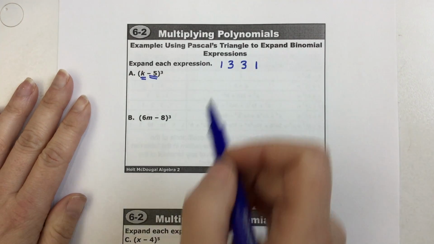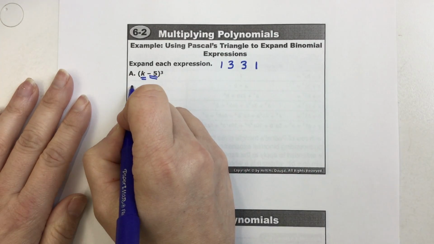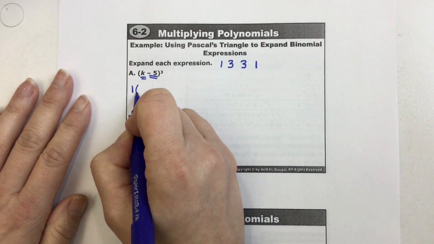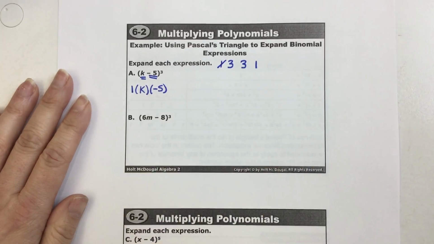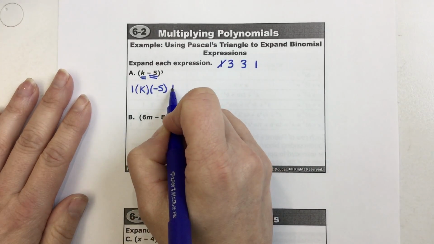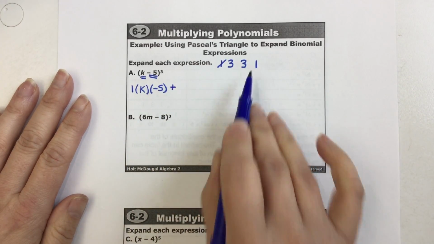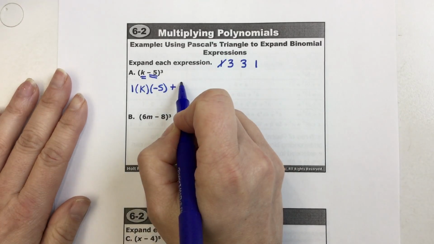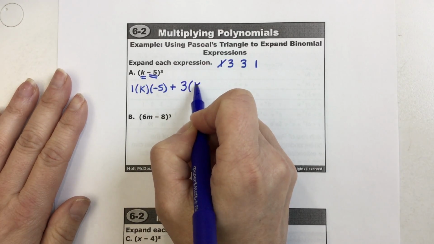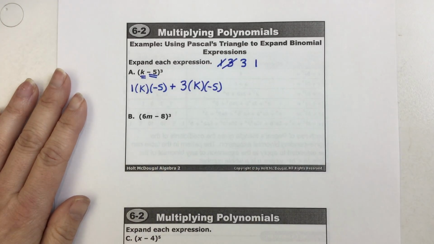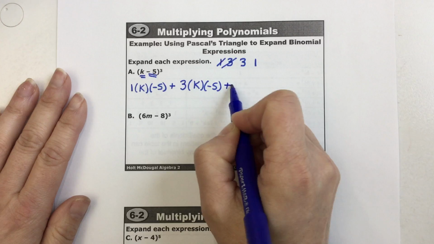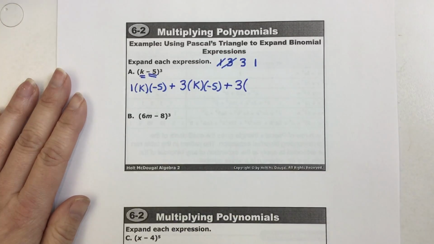So our initial setup, the first number in Pascal's triangle is a 1. The first term is a k. The second term is -5. I'm done with the 1. I add to the problem because I have more numbers left for Pascal's triangle. The next number is a 3. The first term is a k. The second term is a -5. So I'm done with that number. I need to add to the problem because I still have numbers remaining.